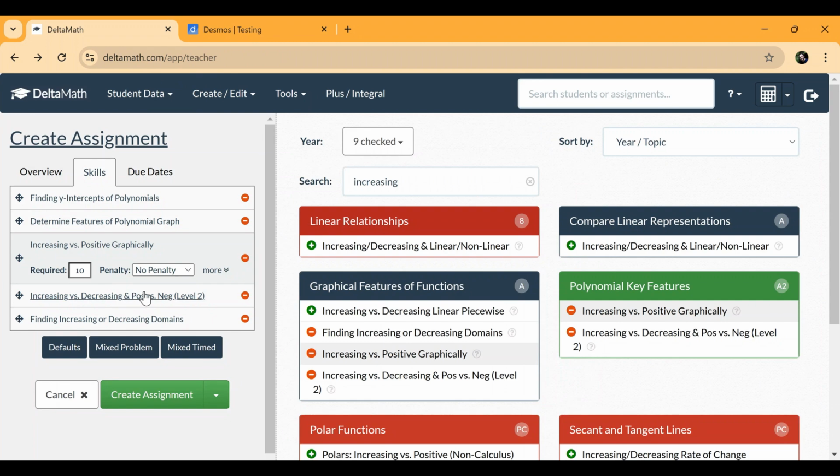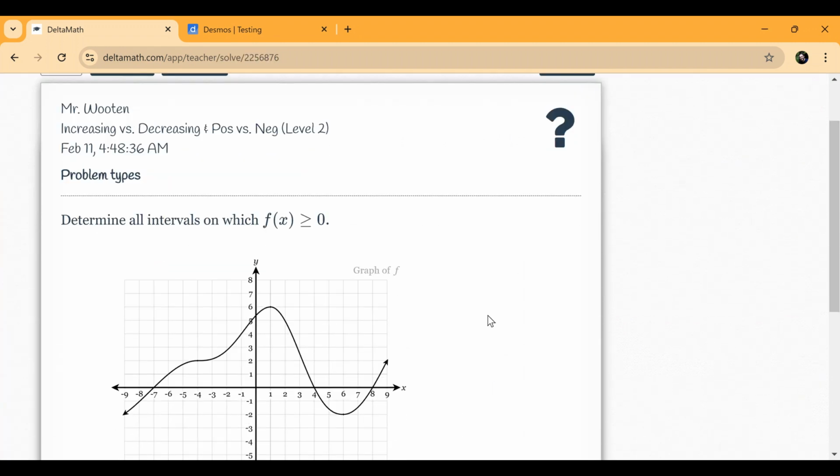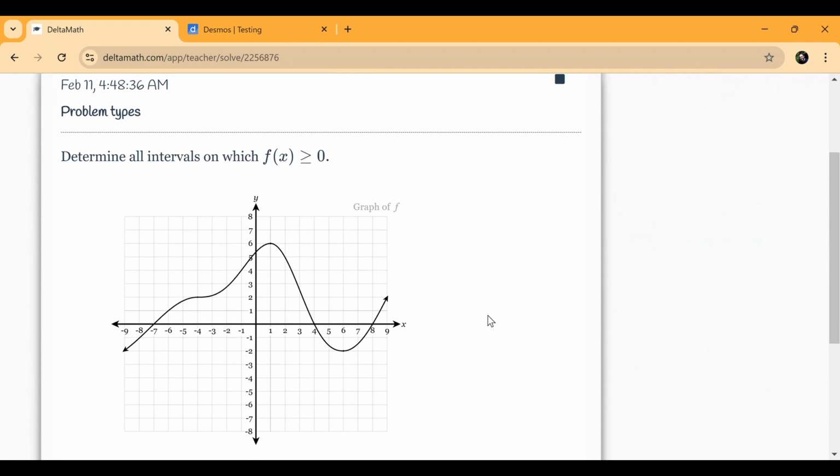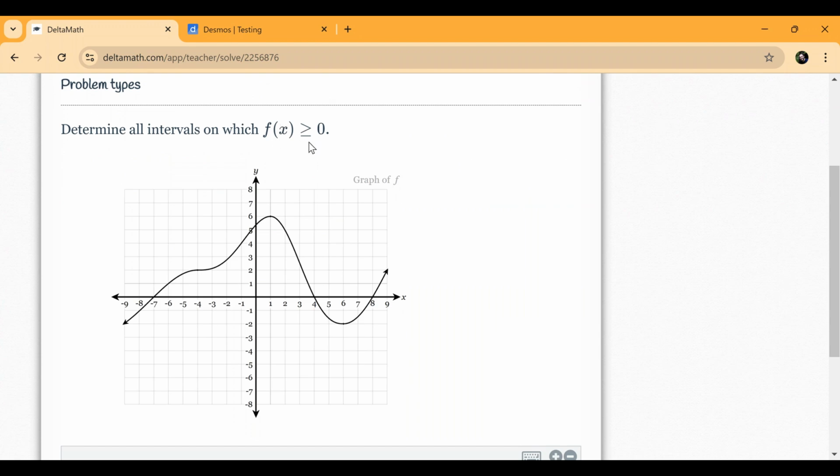Let's go to section 4. Increasing versus decreasing and positive versus negative. We're going to call this level 2. Now what we have to do here is look at what they're asking us to give intervals for. In this case, it says in which f of x, that's like the outputs or y values, are greater than or equal to 0. So when are the y values positive, or equal to 0? So we were practicing writing our positive intervals where we would use parentheses and we would say, okay, we need to look from this starting number to this ending number.